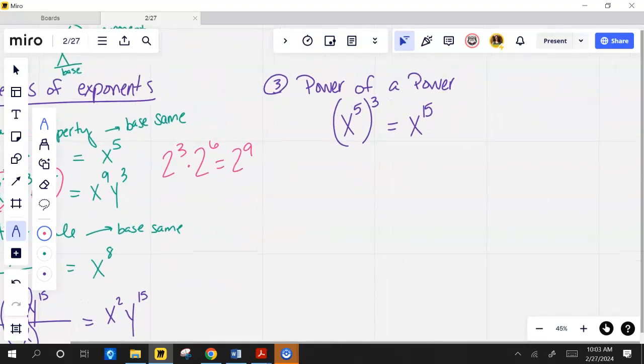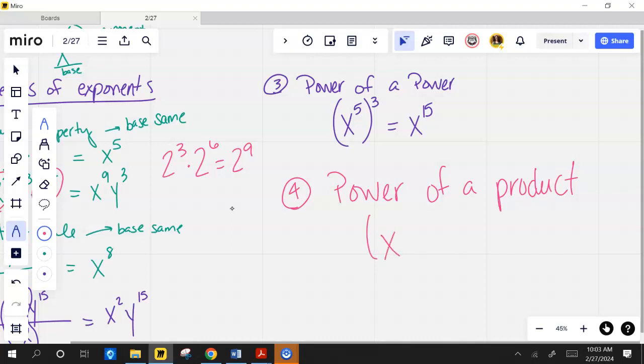All right. That's power of a power. How about power of a product? That means I'm taking something that's been multiplied together and I'm raising it to another power. So maybe I have x times y, and maybe this is even x squared times y raised to the 5th.